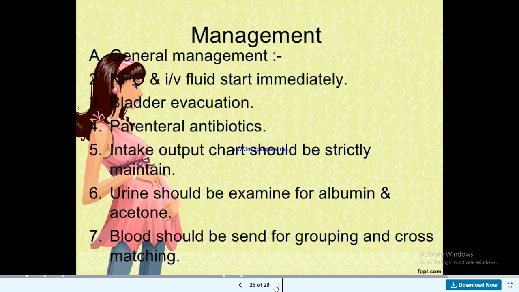Management. Number 1 is the general management. That is, keep the patient NPO, nothing per oral, and start IV fluid immediately. Bladder evacuation should be done, in-out catheter should be used. Parenteral antibiotics, I told you before that always give the antibiotics after the test dose. Intake output chart should be strictly maintained. Urine should be examined for albumin and acetone. Blood should be sent for grouping and cross-matching.